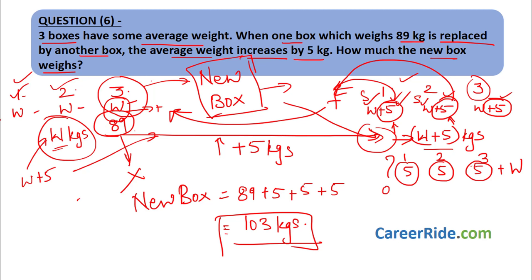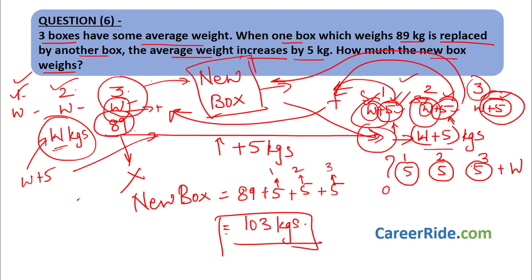That means the weight of the two boxes has to be the same, that is W and W, right? So this extra weight of 5 kg and 5 kg, from where should we get that extra weight? They should get it from the new box, right? So the new box should have the extra weight of 5 kg for box number 1, 5 kg for box number 2, and also 5 kg for box number 3, that is itself.